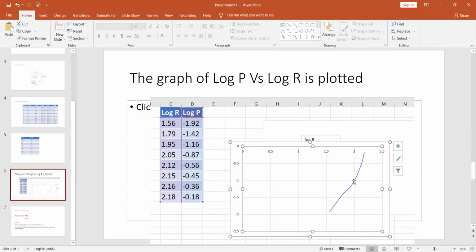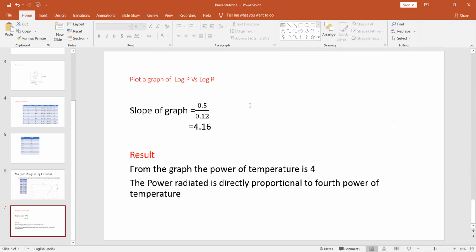The value of slope is like this, 0.5 divided by 0.12. The slope of the graph is 4.16. And I told you the slope of the graph gives you the power of temperature. So the power radiated is proportional to the fourth power of temperature. And hence approximately from the graph, the power of temperature is 4. And hence the power radiated is directly proportional to the fourth power of temperature.